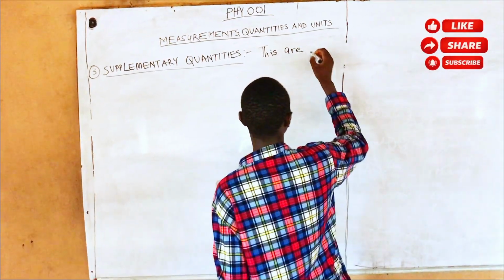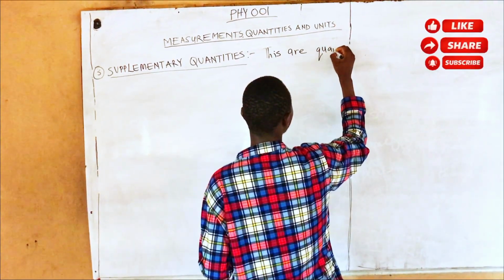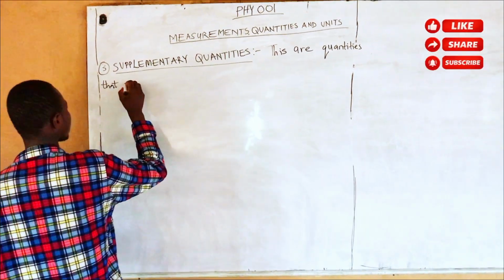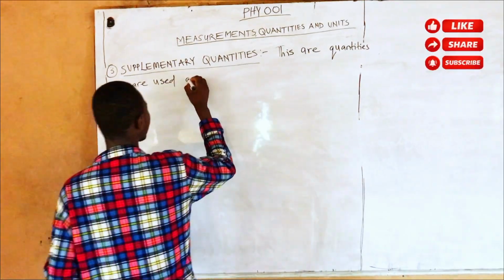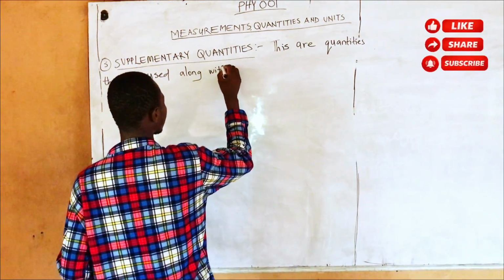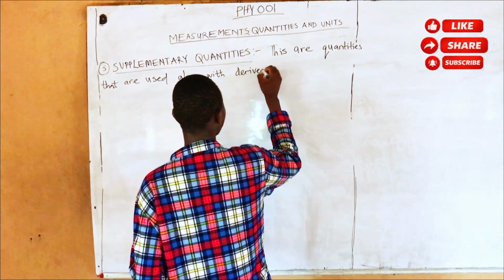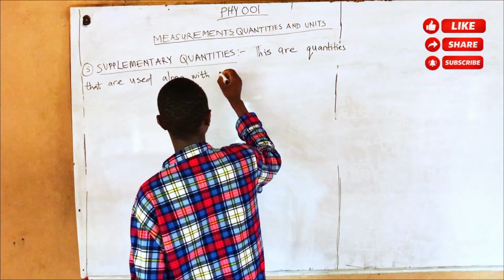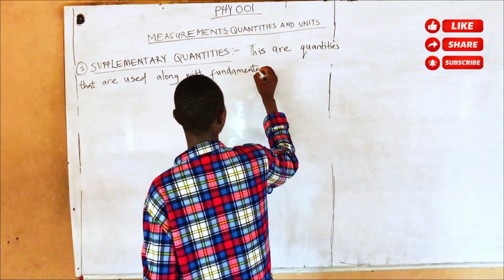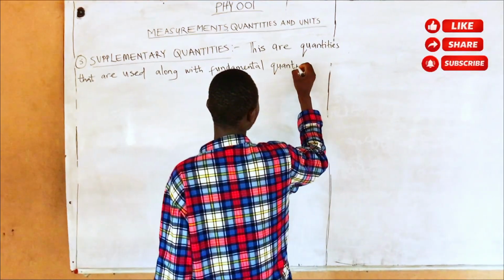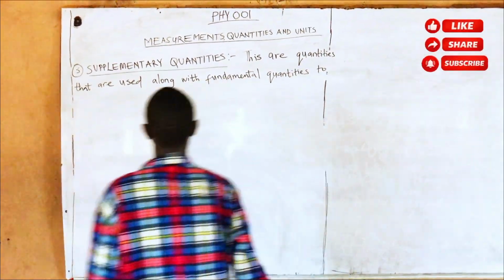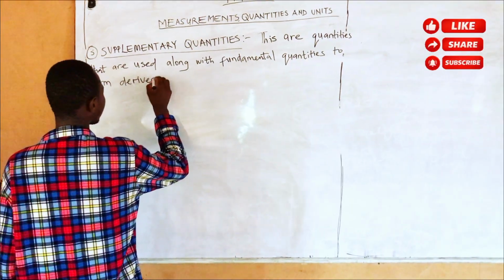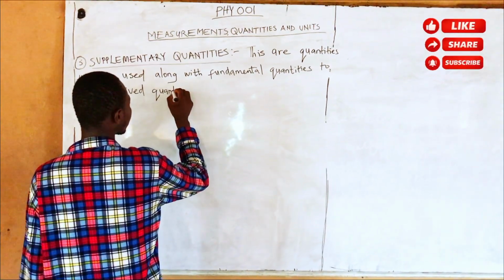So supplementary quantities are quantities that are used along with fundamental quantities to form derived quantities.